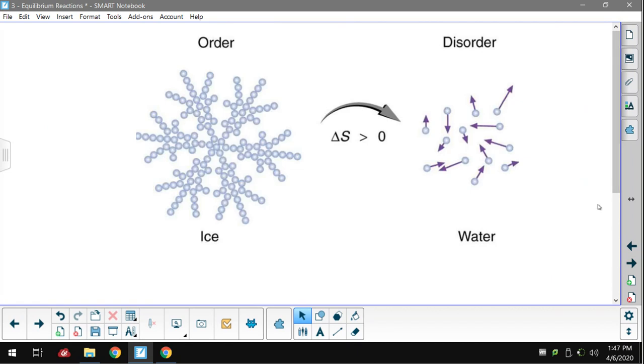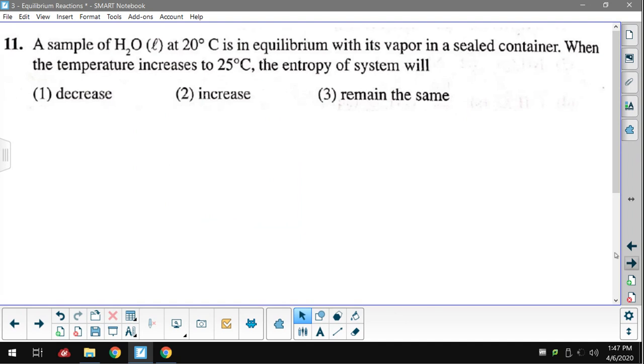Here's another example. Here we have an ice crystal. Ice crystals are very organized patterns of water molecules. That's high order, low entropy. Over here we have water molecules running everywhere. That's high disorder. All right, so that's high entropy. High entropy, low entropy. All right, so let's get to these questions.